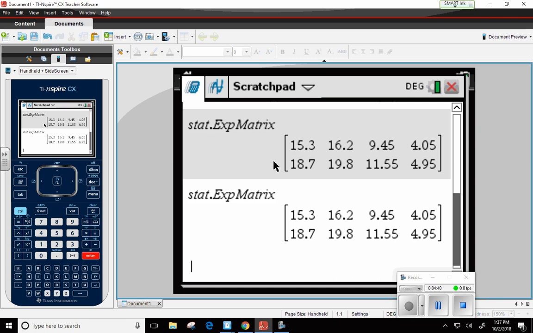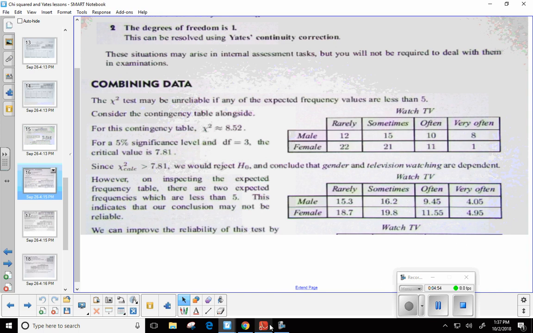So it is still possible for your results to be reliable and okay if less than 20% of your cells have an expected frequency less than 5. If more than 20% is less than 5, well, then we're going to have to go ahead and do something about this. And let's see what we do.